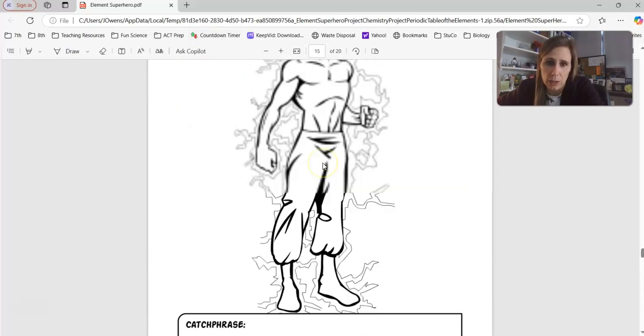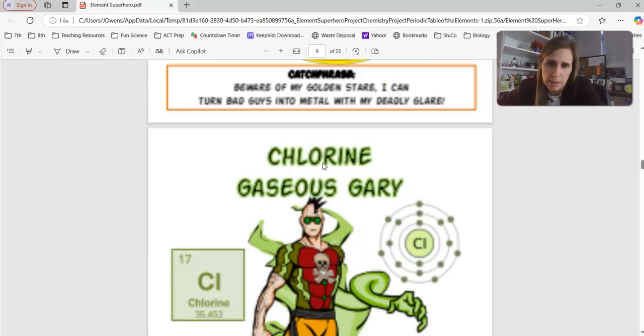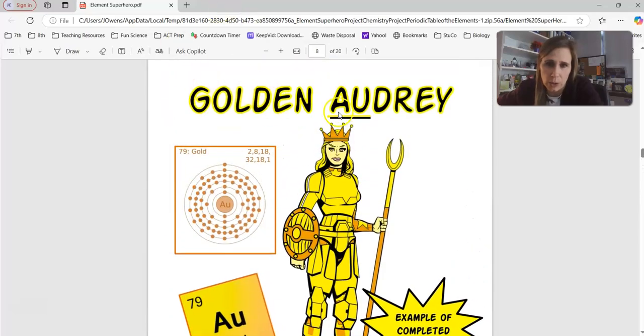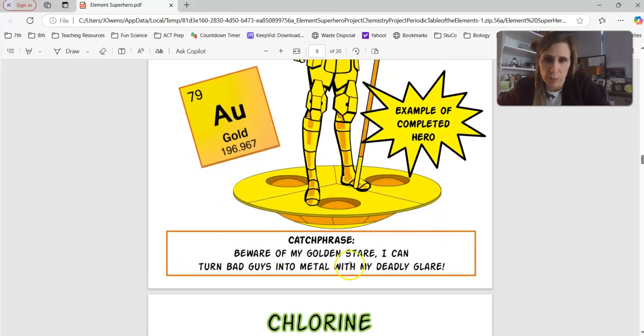An example might look like this. Okay, so we've got gold right here, Golden Audrey. I like how they use the AU, but I think you guys could probably think of a better name. Then you guys will design her, color her. These are going to be hung in the hallway, so make sure you do a good job. And then around the outside, you're going to talk about the chemical and physical properties that you used to make up their superpowers. Then you can see what an example of a catchphrase might look like. Beware of my golden stare. I can turn bad guys into metal with my deadly glare.